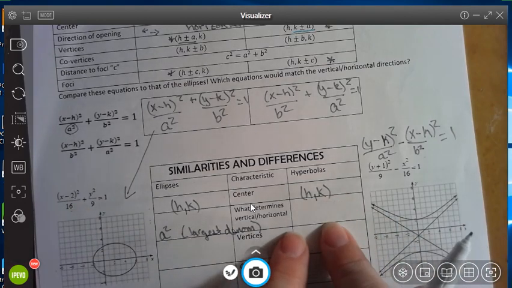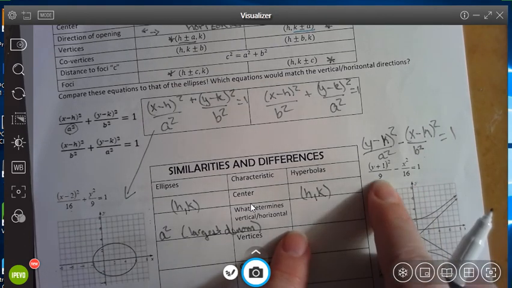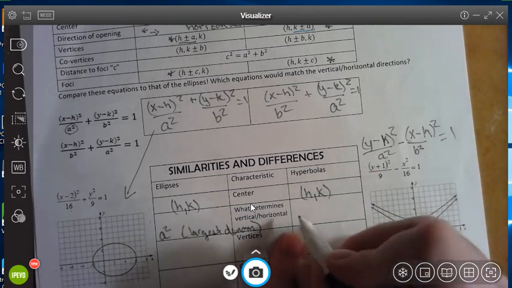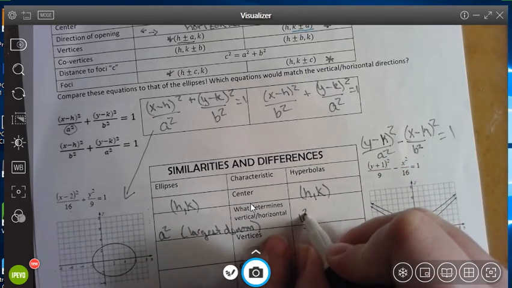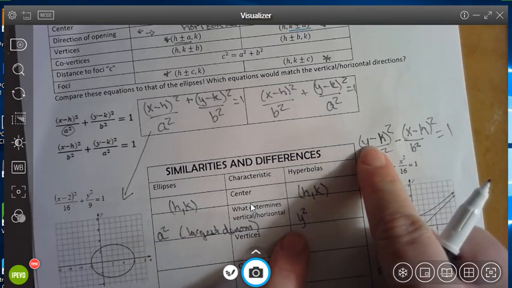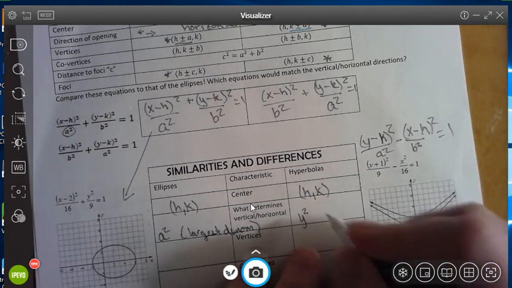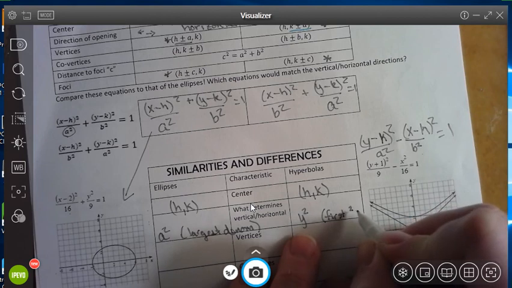Okay? And then in the hyperbolas, what determines vertical, horizontal? It's not the biggest one. It's not a. Well, technically it is going to be whichever one a is with, because a always goes with the first one. So it is, in this case, the y squared value, because we have the (y minus k) squared. So we're looking at the first term, put in the parentheses, the first squared term.